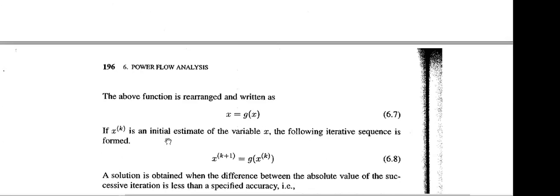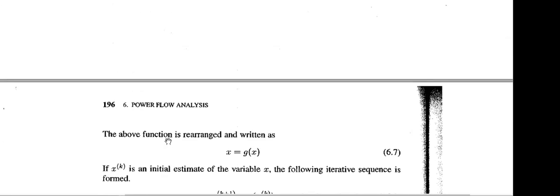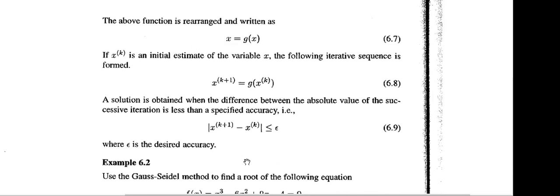If we have this type of equation, the above function can be rearranged like that. That means x can be g of x. The g means actually Gauss-Seidel g. We want to get the solution in terms of Gauss-Seidel. So these are the mathematical ideas.